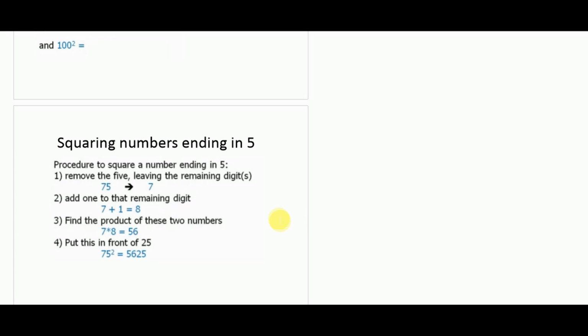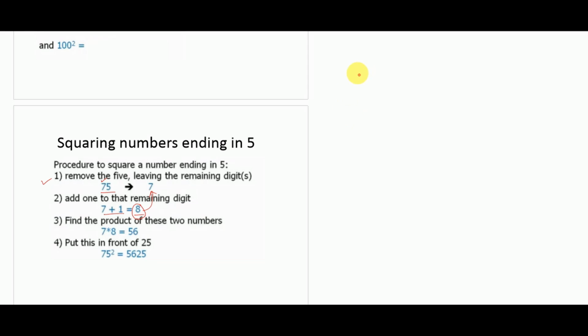Now, what if we have numbers that are ending in 5? Now, this particular method only works for numbers which end in 5. So don't try to apply the same concept to other numbers. So let's see how to go about it. So what is the procedure to square a number ending in 5? Now, the first thing that you need to do is take the number ending in 5 and write its non-5 digit, which in this case is 7. Now you have to add 1 to it, which would make it 8. And then you need to multiply this 8 by this number.